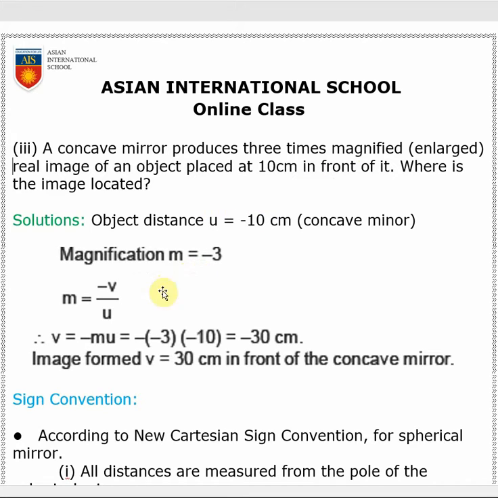So if we take that into account, m = -v/u. If we put the value, v will be -mu. Now m is -3, and u will be -10. So if we do this calculation, it will be -30 centimeter. That means the image is 30 centimeter away from the mirror, and it is on the same side as the object. If the object is at the left side of the mirror, then the image is also at the left side.